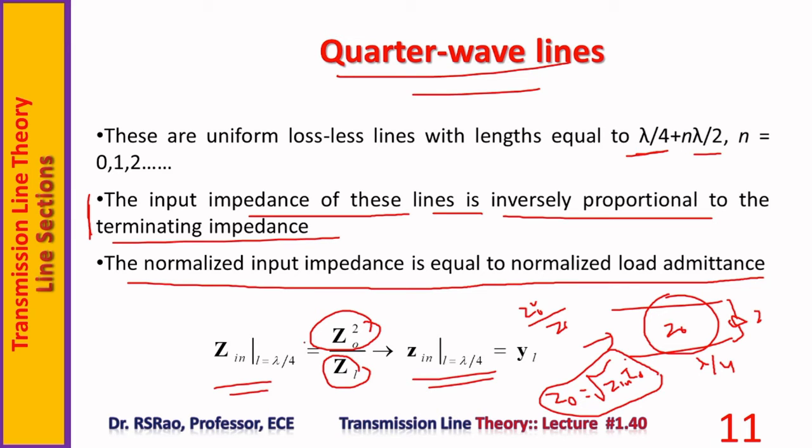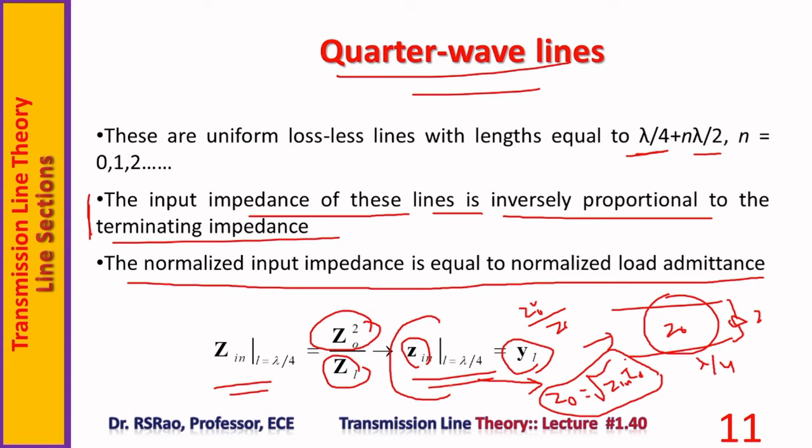This relation Zin equal to Z0 square by ZL can be remembered in this way. That is, characteristic impedance is the square root of the product of impedances at both ends. That is one relation which you will use several times. Another aspect worth remembering is that normalized input impedance is equal to normalized load impedance as far as this quarter wave line is concerned.